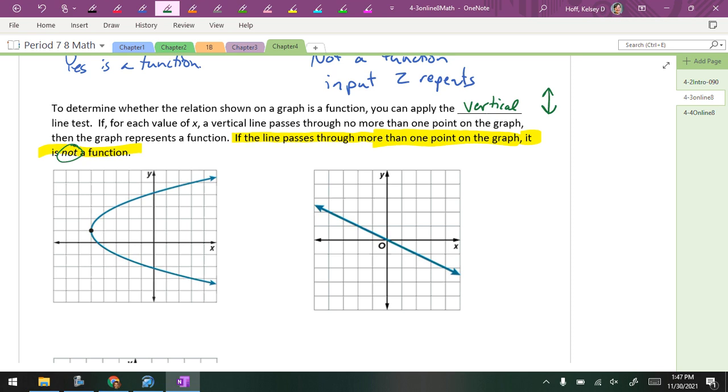If I drag this across this graph, will my vertical line represented by your pencil ever cross this graph, this blue curve here, more than once? No, it only crosses the blue graph one time, always. Right here, I'm only crossing the blue line once.